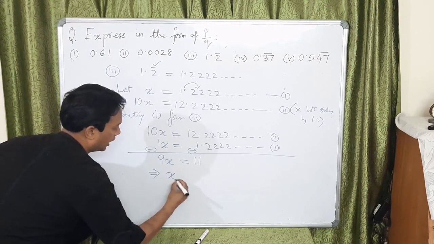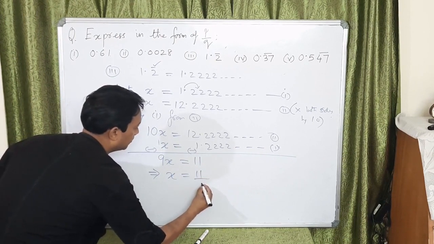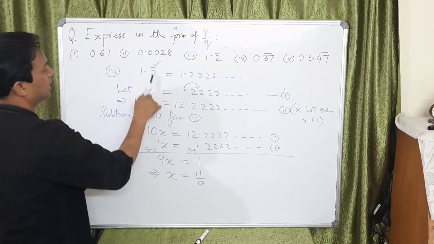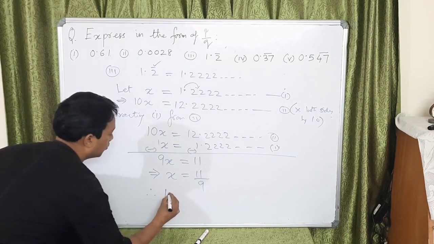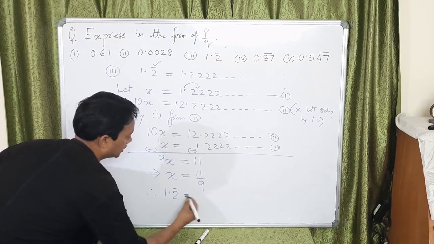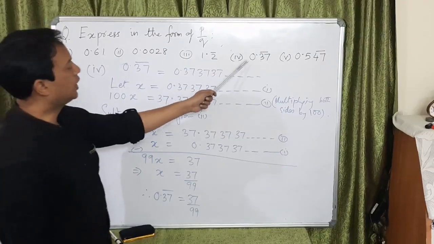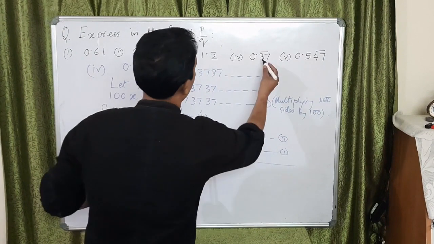So next line, x equals 11 by 9. We cannot cancel anymore. So what was x? We took this number as x. Therefore, we can say 1.2 bar is equal to 11 by 9. Okay, let's look at the next one, 0.37 bar. Here two digits are repeating.